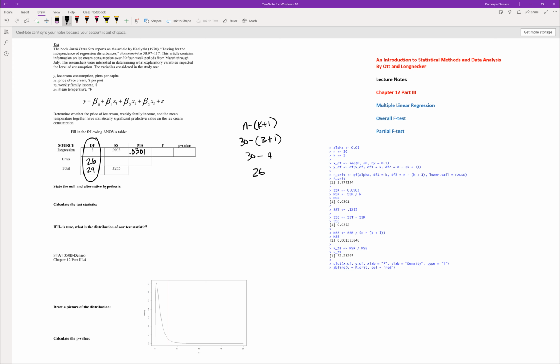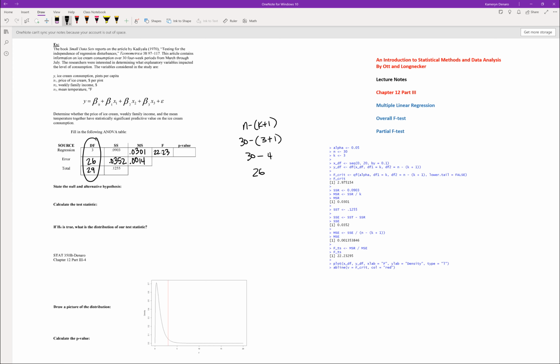All right, to calculate our sum of squares error, we can take our sum of squares total and subtract our sum of squares due to regression, and we're going to get 0.0352. All right, to get our mean squared error, we're going to divide our sum of squared error by our degrees of freedom due to the error, and our mean squared error is going to be 0.0014. To get our F test statistic, we're going to take our mean square due to regression divided by our mean squared error. We're going to get a total value of 22.23.